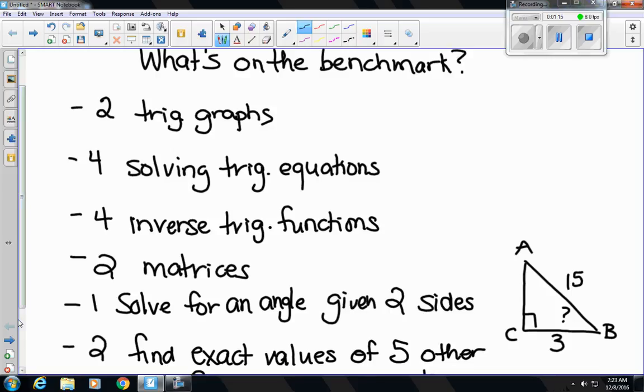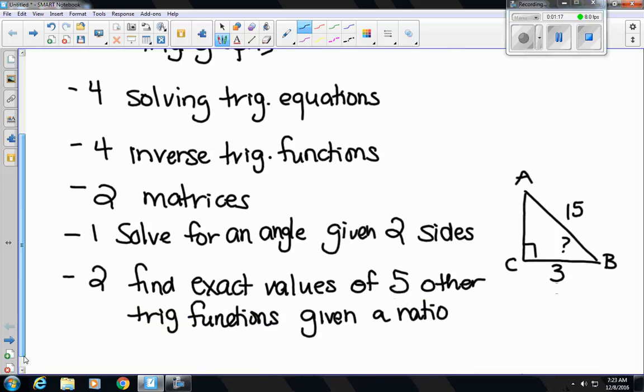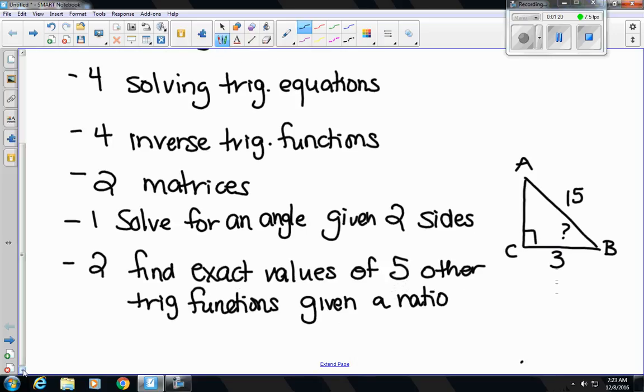There is one question that asks you to solve for an angle given 2 sides. Here's my example question. It tells you that you have a triangle, and angle whatever is a right angle. When you draw the triangle, you label it like they tell you to. Then it gives you the measurements of 2 sides. After you've labeled the right angle, it doesn't matter which way you label the other 2 angles, then you fill in the missing information. Let's say they said A is 3 and C is 15, and they want angle B.